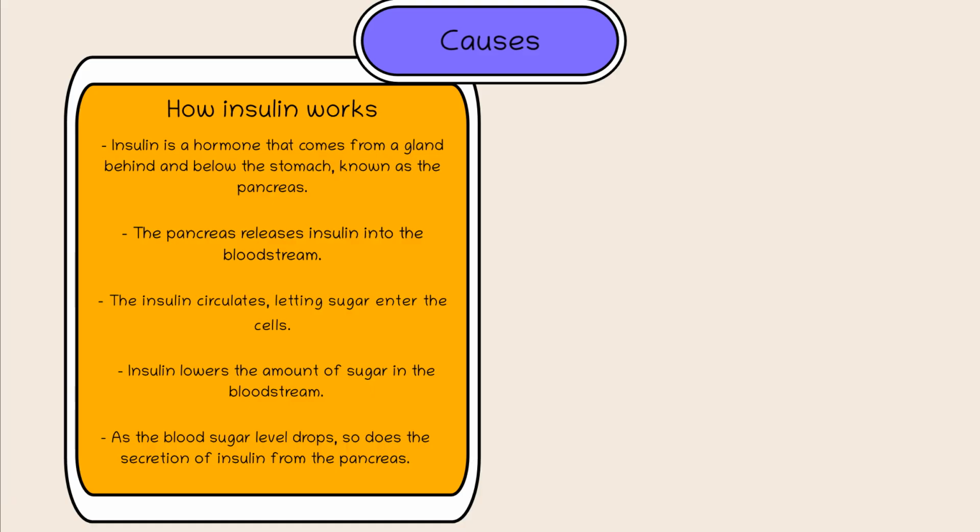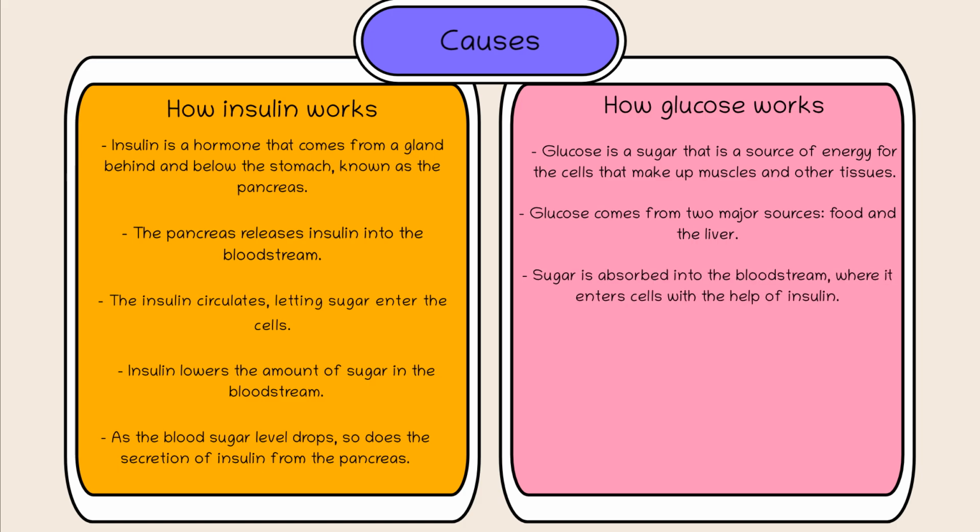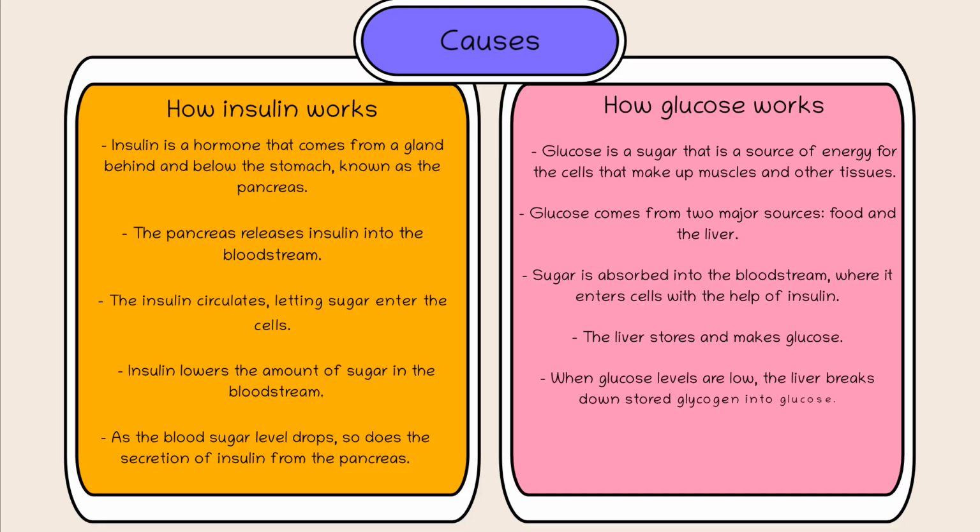Now, let's cover how glucose works. Glucose, a sugar, is a source of energy for the cells that make up muscles and other tissues. Glucose comes from two major sources: food and the liver. Sugar is absorbed into the bloodstream, where it enters cells with the help of insulin. The liver stores and makes glucose. When glucose levels are low, such as when you haven't eaten in a while, the liver breaks down stored glycogen into glucose. This keeps your glucose level within a typical range.